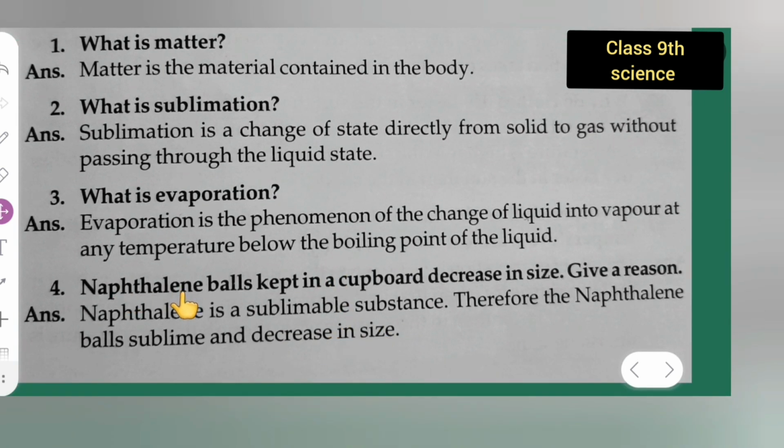Next is, a naphthalene ball kept in a cupboard decreases in size. Give reason. Naphthalene is a sublimable substance. Therefore, the naphthalene ball sublimes and decreases in size.